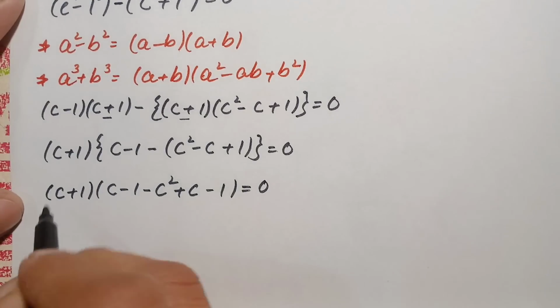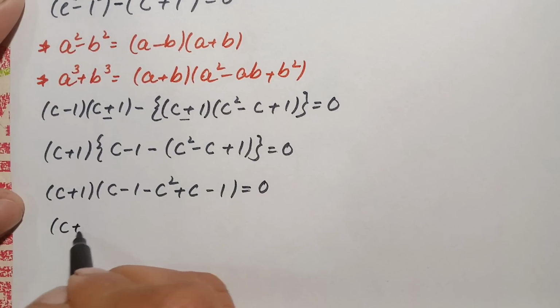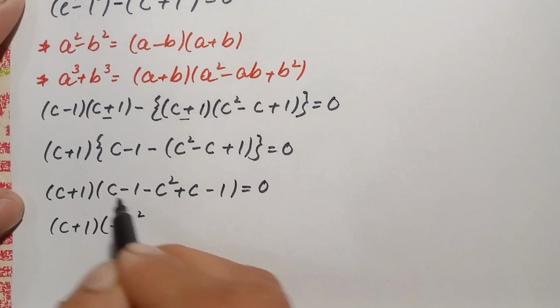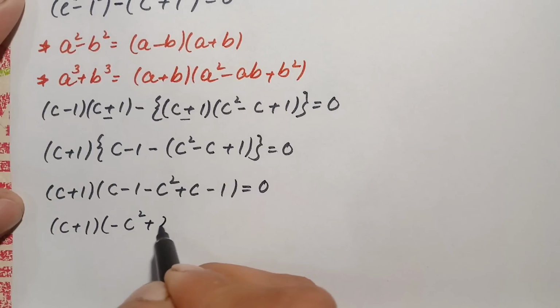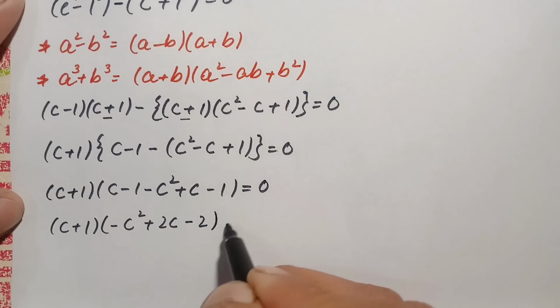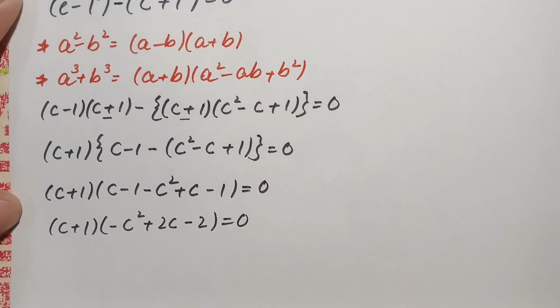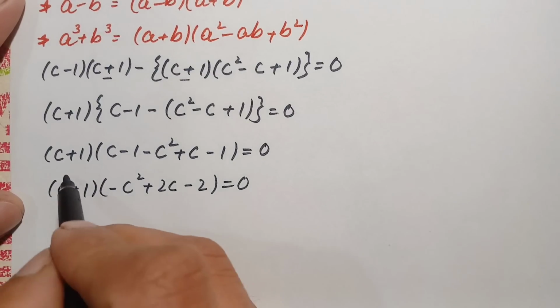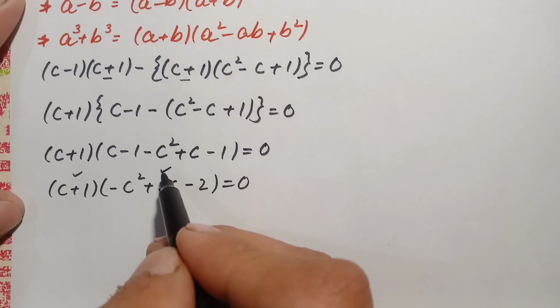So let's further simplify this expression. c plus 1 times, this will become negative c square, c plus c is 2c, so this will become 2c, and negative 1 negative 1 is negative 2 is equal to 0. Now here the product of these two expressions is 0. So here either this expression will be 0 or this one will be 0.